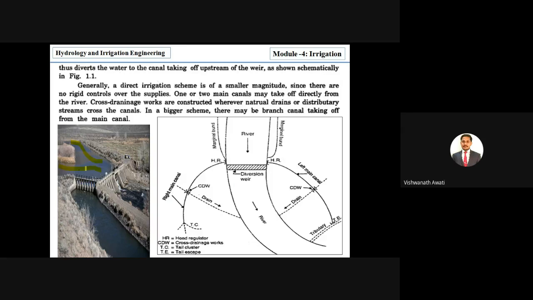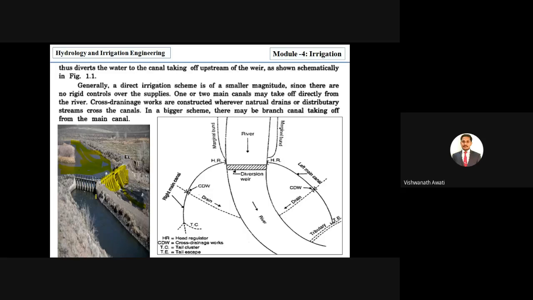So actually it is an upstream area, a storage area, and water has to flow to the downstream area. But here there is a construction of diversion work, a small barrage, or you can call it a weir. And what is the purpose of this construction of diversion work?